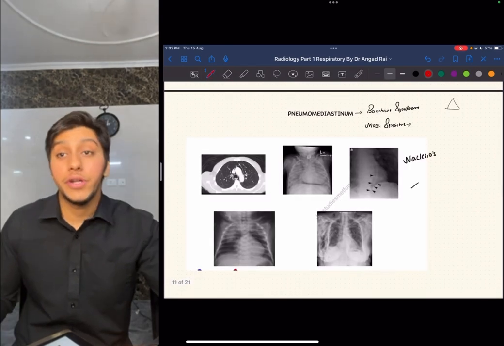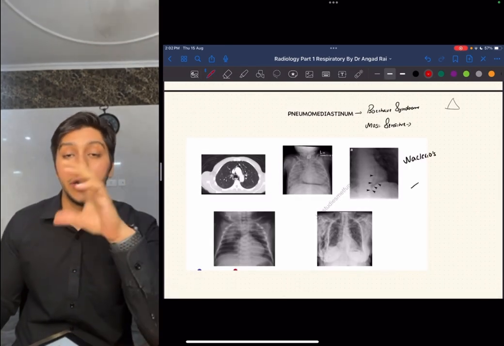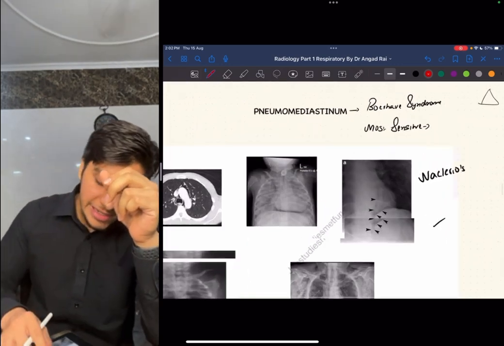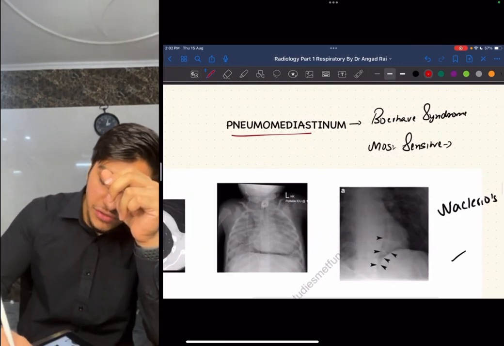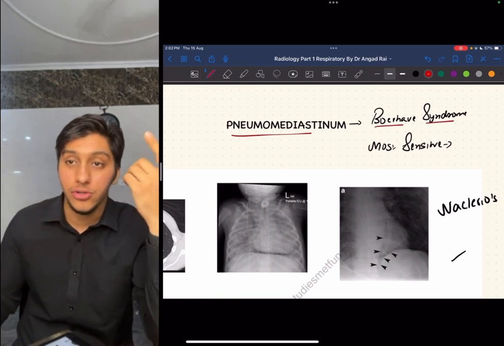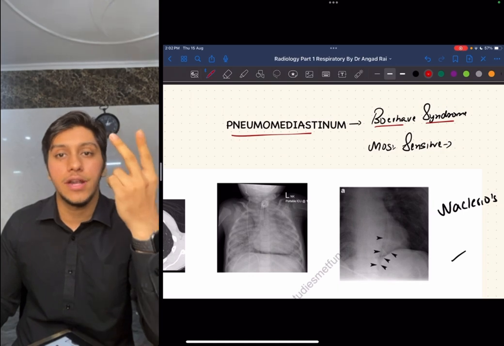Next, guys, let's talk about pneumomediastinum. So please don't think that both are the same thing. Pneumothorax and pneumomediastinum are completely different. Pneumomediastinum, guys, is usually also seen in a condition which is Boerhaave syndrome. Now, how do you have Boerhaave syndrome? Basically, it's also known as spontaneous esophageal perforation.